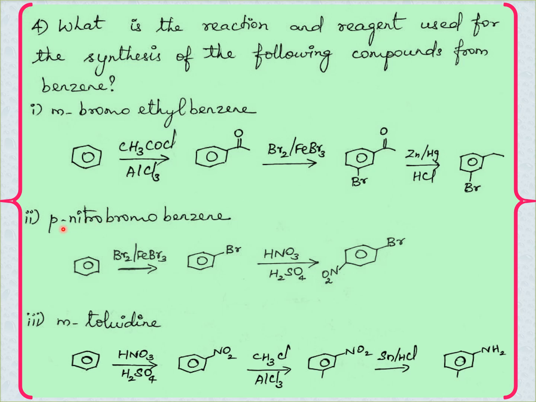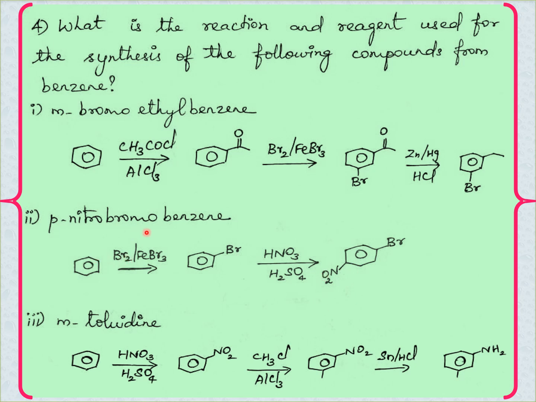And the second expected compound is para-nitrobromobenzene from benzene. First we have to brominate it. The bromine group is introduced, and then the nitric acid and sulfuric acid combination provides a nitronium ion and undergoes a nitration reaction. The nitro group gets introduced para to the bromo group, because this halogen is deactivating but ortho-para directing.